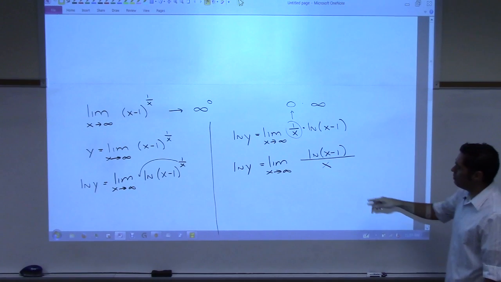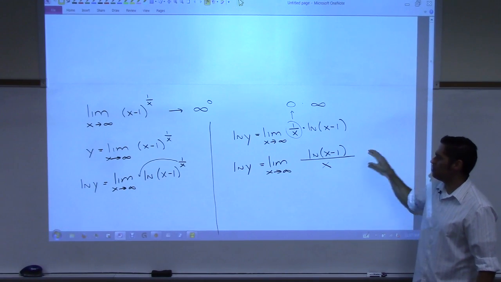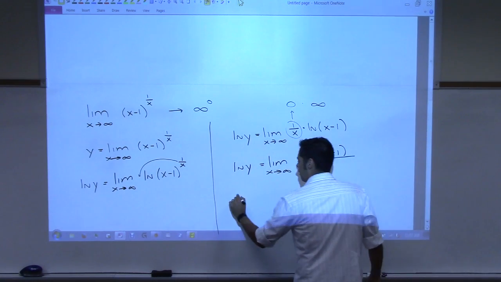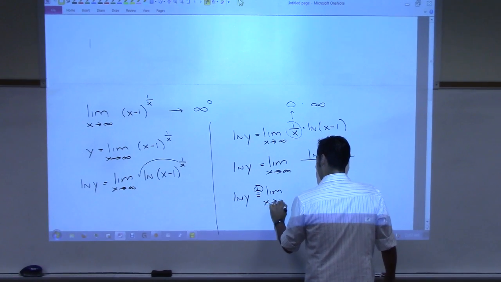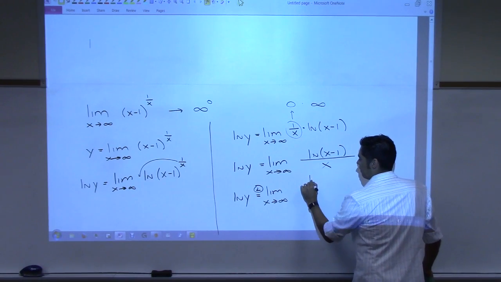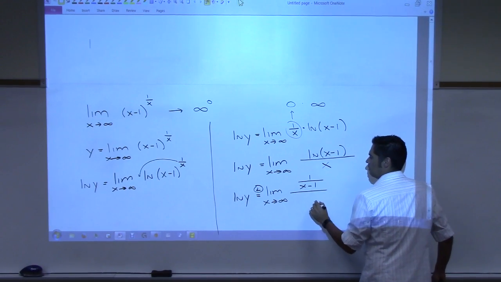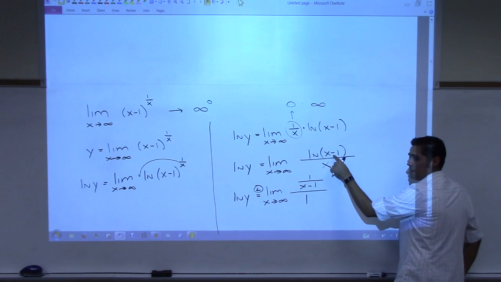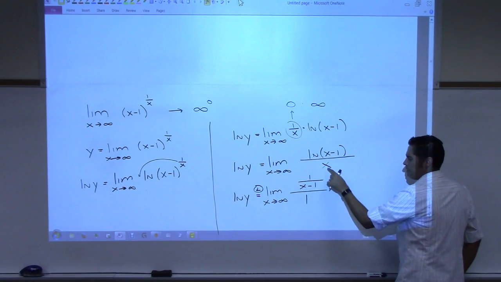Now if we check again, x goes to infinity. Natural log of infinity is infinity. X goes to infinity, we get infinity here, so we have infinity over infinity. So we can do L'Hopital. So I'm going to say natural log y equals, by L'Hopital's rule, limit x goes to infinity of 1 over x minus 1 over 1. So derivative natural log of something is 1 over it. Derivative what's inside is 1, so I don't need to write that. So that's derivative of the top. Derivative of the bottom is 1.